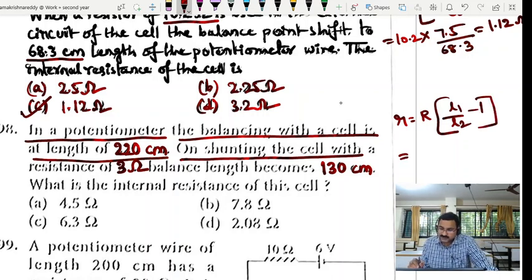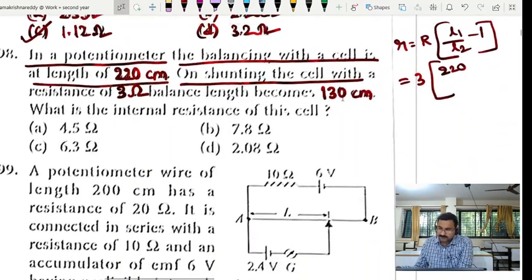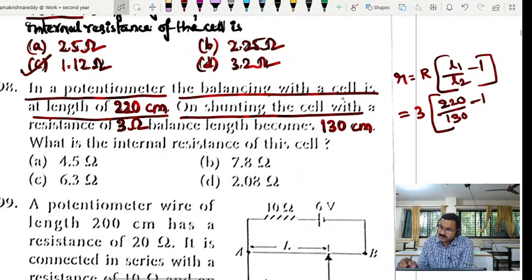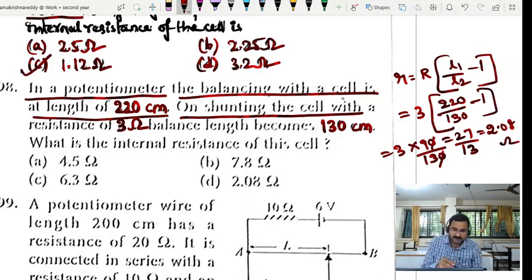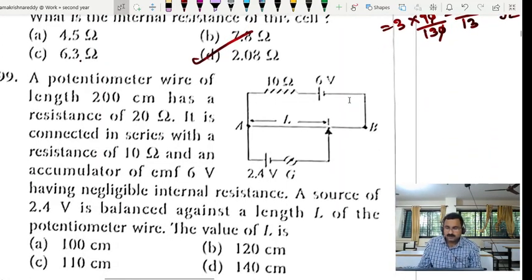So what is the answer we are getting? R, 3 ohm, into 220 divided by 130 minus 1, that is 3 into 220 minus 130, which is 90, divided by 130. The zeros cancel, 27 divided by 13, 13 twos are 26. So it is a little more than 2, because 27 is there, so we can mark that directly. The options are 4.5, 7.8, 6.3, 2.08, only one option matches. Next one.